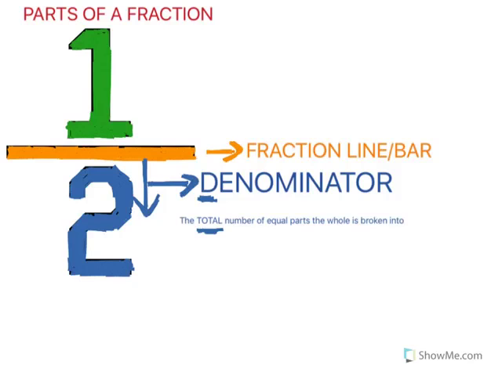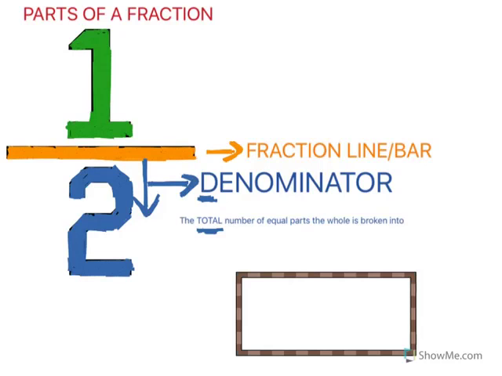Now, say we have a rectangular whole. There's our whole. Now, the denominator tells us the total number of equal parts the whole is broken into. So here's our whole, and my fraction says that since the denominator is 2, we're breaking our whole into a total of 2 equal parts. Try your best to make it equal, but I know it's very difficult. So as long as they're similar, you're good to go.